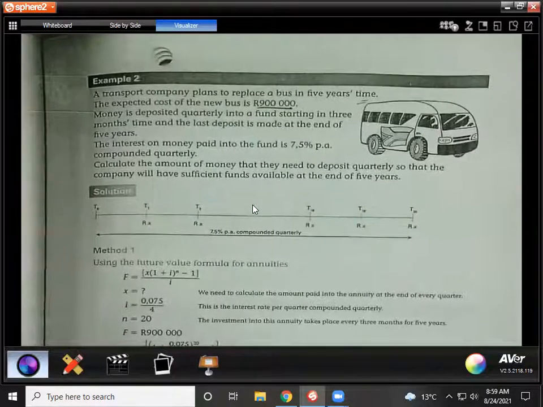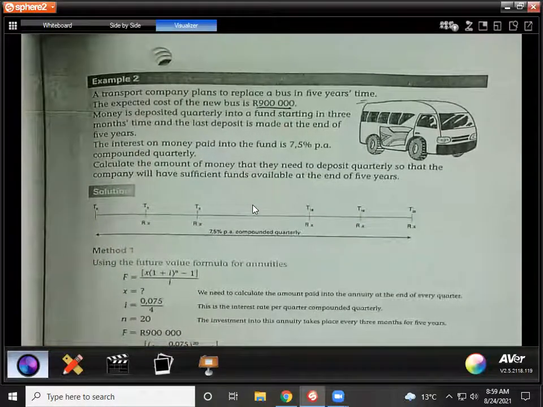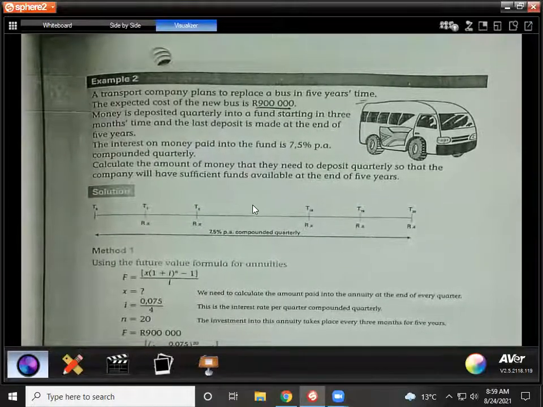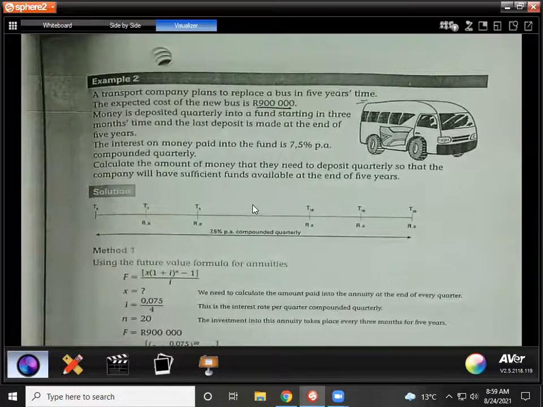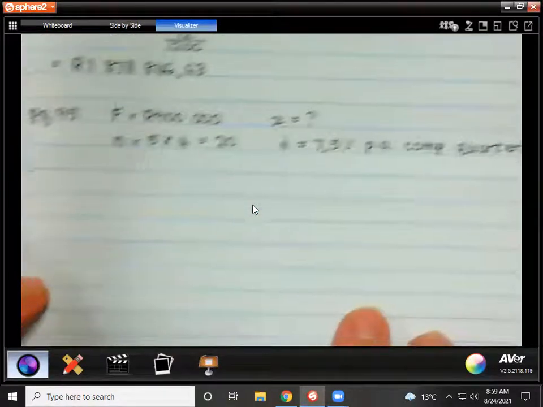So I don't want you to get confused with this whole thing where they're saying in 3 months' time. They're basically just saying that you're not making a payment straight away. You're making your first payment at the end of the first quarter, but then you are still making 4 payments that year. Okay, let's quickly work this out, guys.